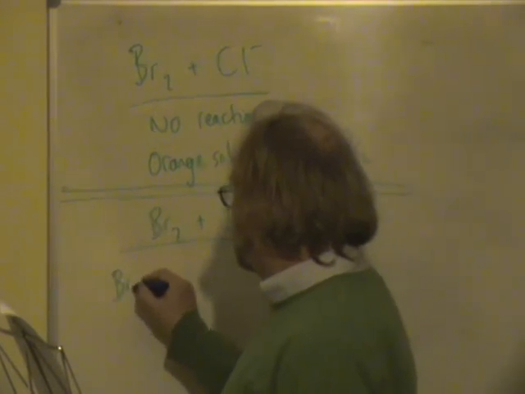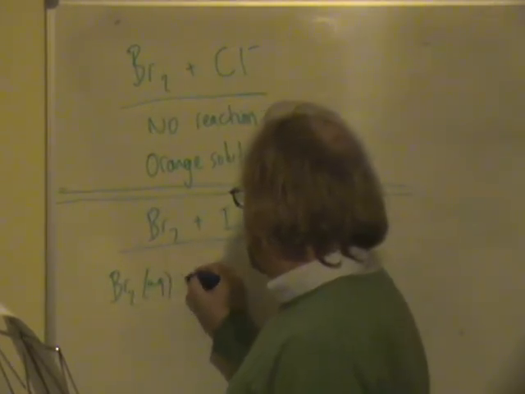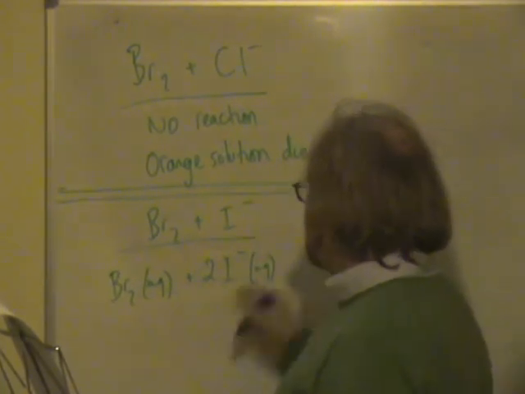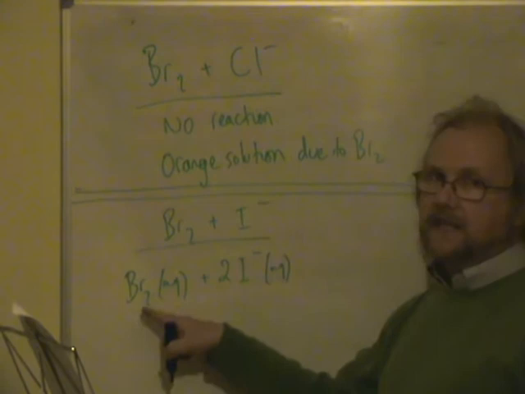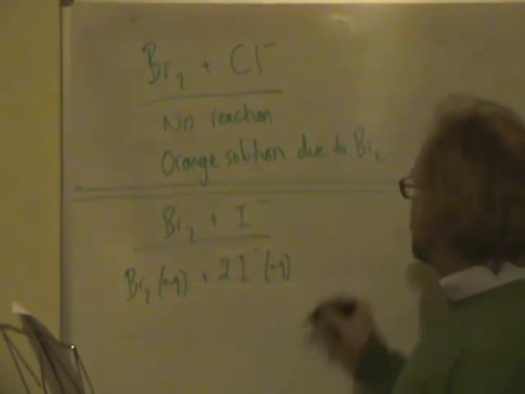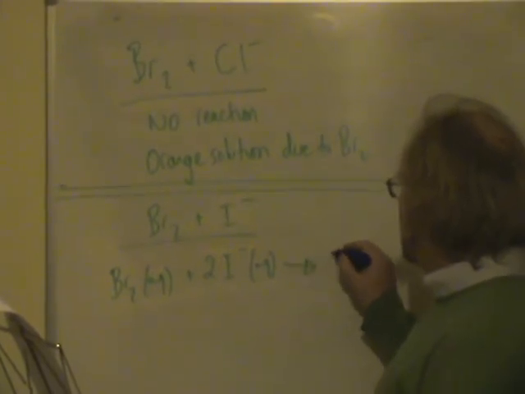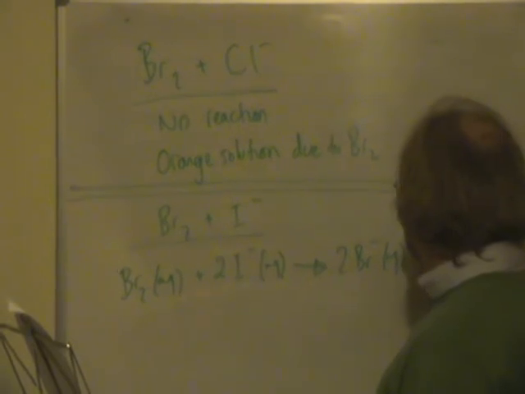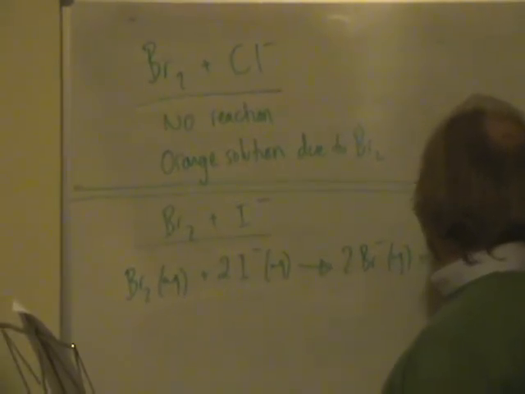And that means you need Br2 aqueous plus 2I minus. Okay, 2I minus, because each of those bromine atoms is going to become Br minus. So they each need to grab an electron from an I minus. So that will give us 2 Br minus plus I2. And that's your equation.